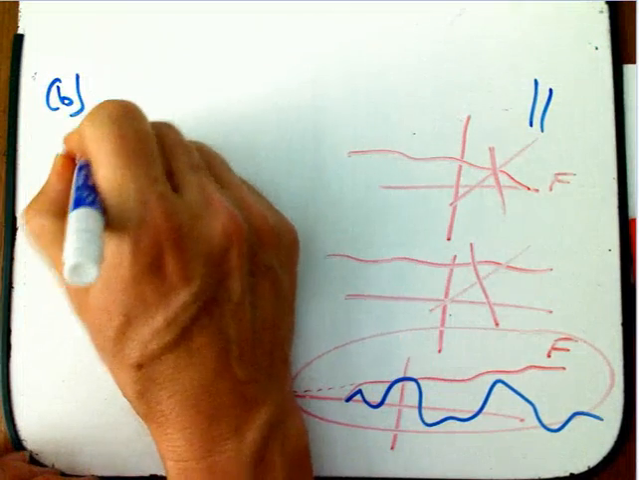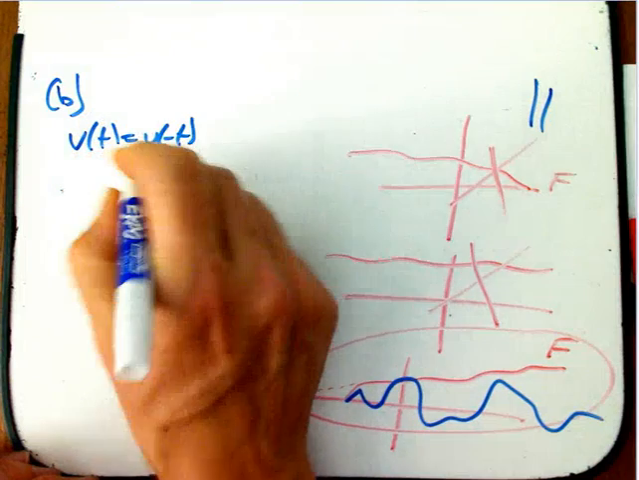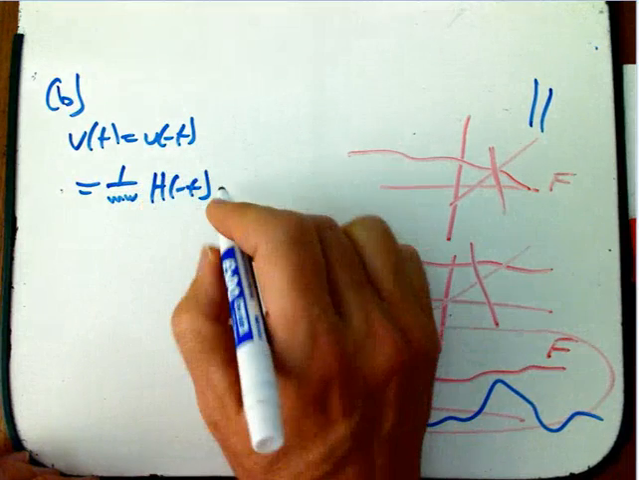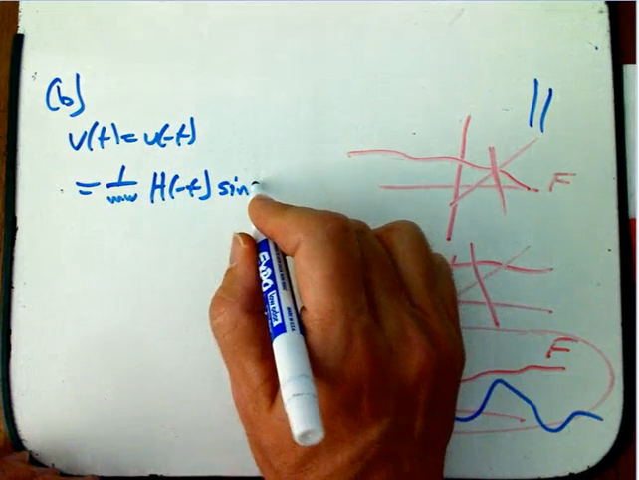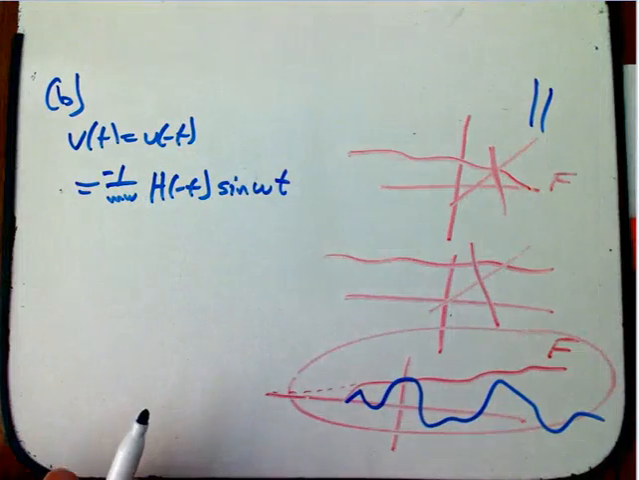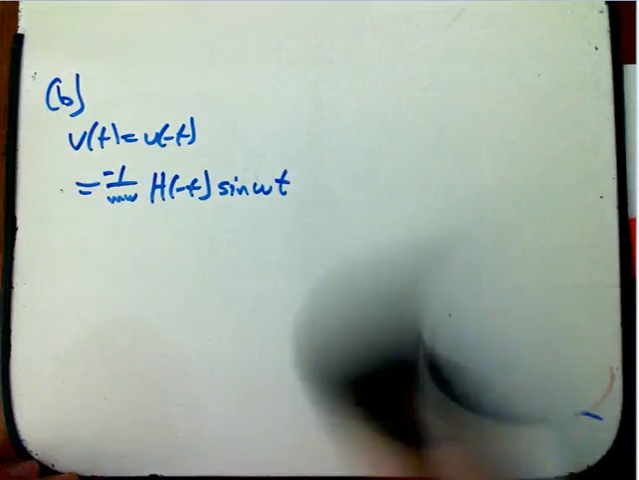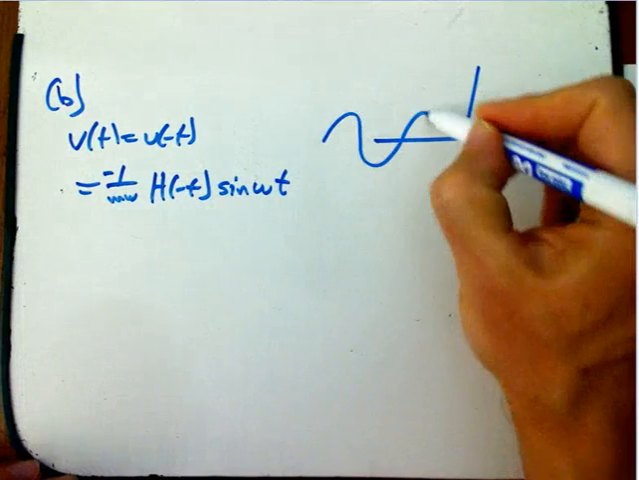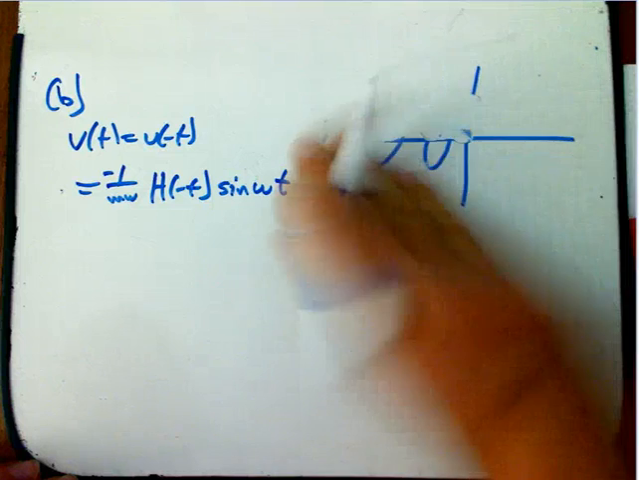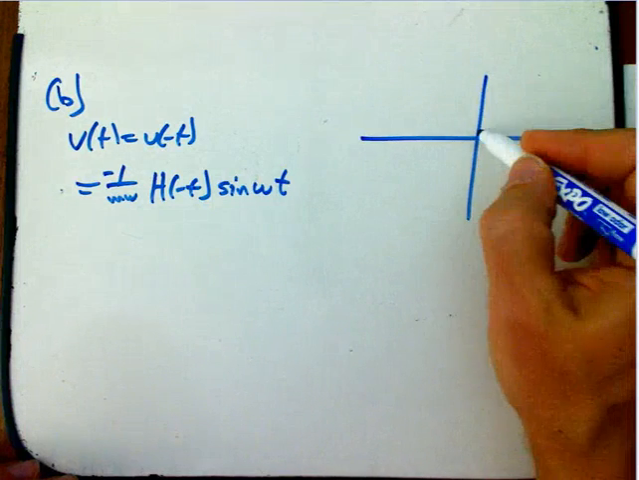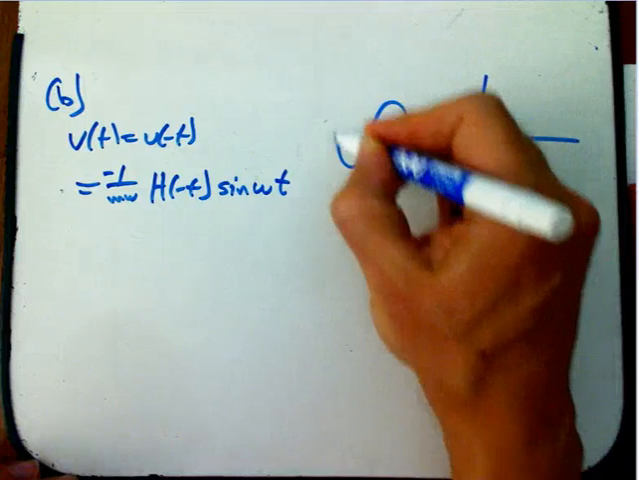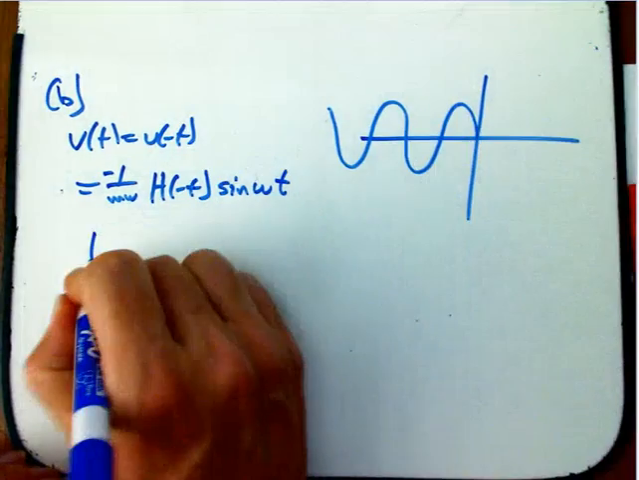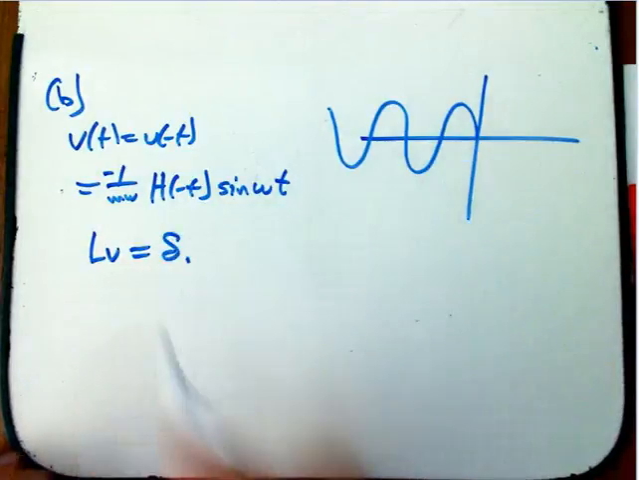Let's look at V of t, which is just u of minus t. In other words, it's 1 over m omega h of minus t sine of omega times minus t, but it's going to be easier to write that with a minus on the outside. Okay, and what is that? All I'm doing is flipping it across the axis. And the claim is that it still satisfies LV equals delta.